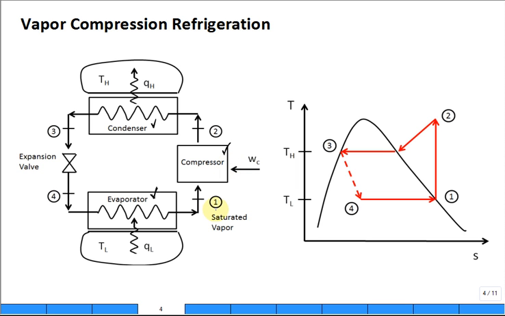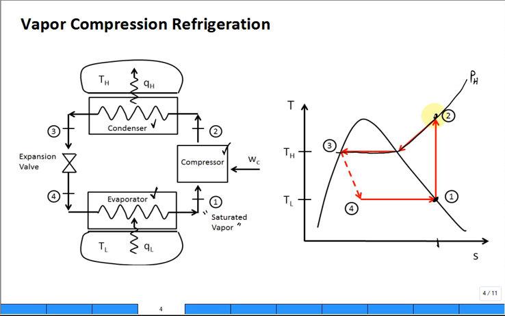So state one is now saturated vapor, so bring that over to the edge of your dome. That's state one, into the compressor. Now, the compressor, as shown, is reversible, adiabatic, so it's straight up on the TS diagram up to this line of constant pressure. This is your P high, high pressure line. So there's up to state two.